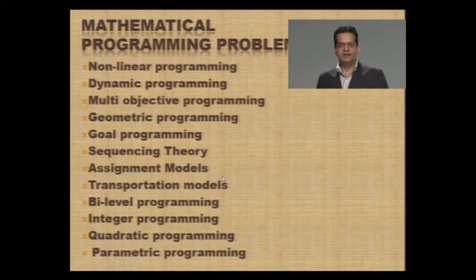Bi-level programming problem: when we have a hierarchy of problems in which one is the leader's problem and another is the follower's problem, then that type of problem is called the bi-level programming problem. Integer programming model, where all the decision variables are restricted to be integer. Quadratic programming problem, in which the objective function is in quadratic form. Parametric programming models. So these are some of the mathematical programming problems.